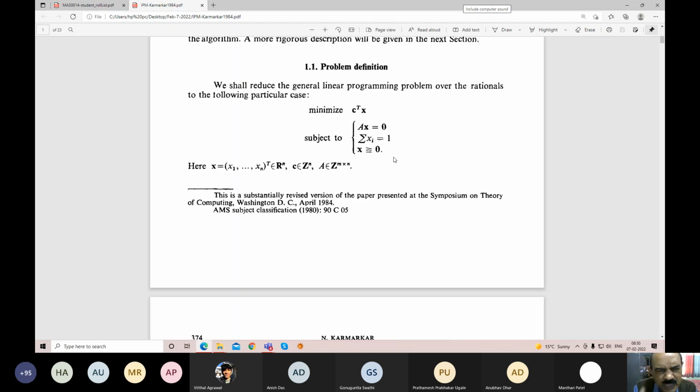But you need a solution. Solution means what is the minimum value or the maximum value? Minimum value is important for us. It may also have infinitely many solutions, because according to linear programming, a linear programming problem is either infeasible or feasible. If it is feasible, then it has one optimal solution or infinitely many solutions. That's all.